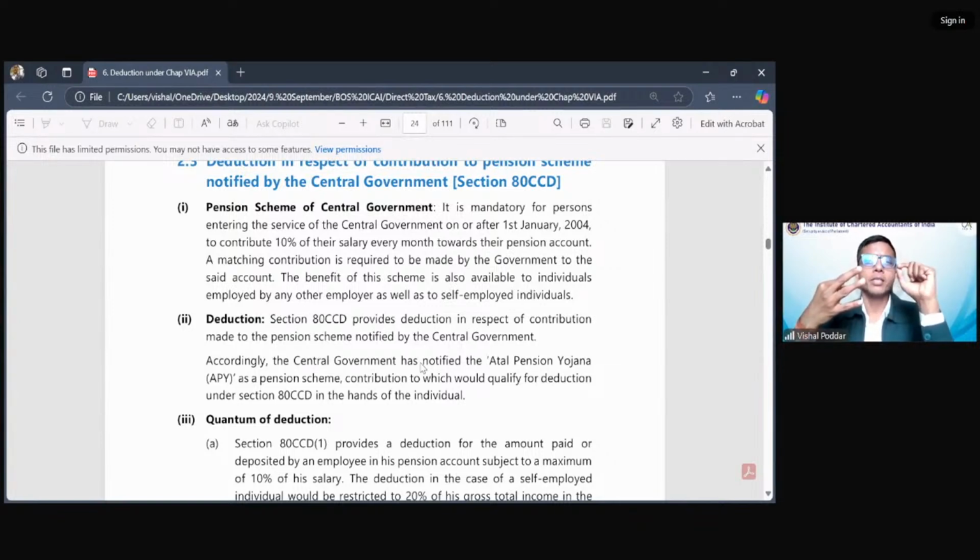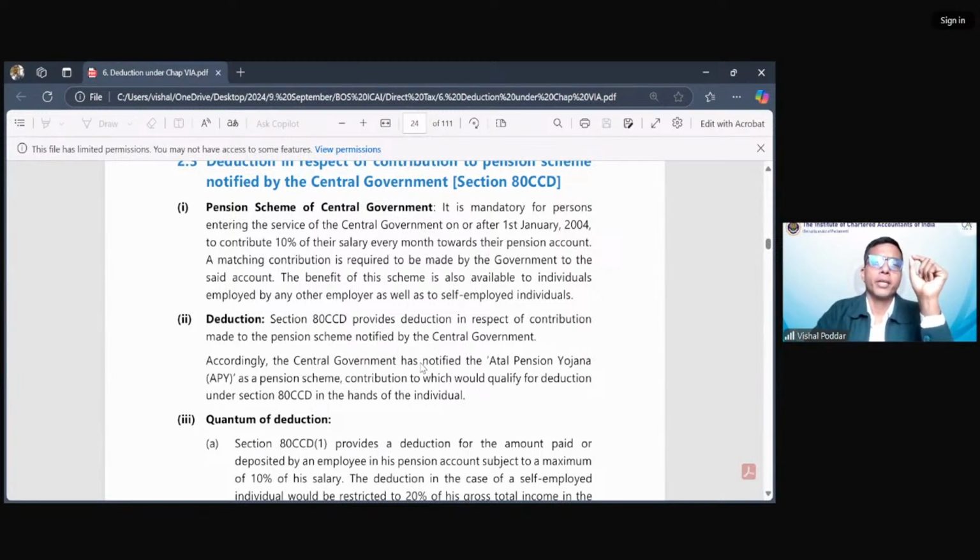So, 80CCD is divided into three parts: 80CCD1, 1A, 2. Now, what is the difference?